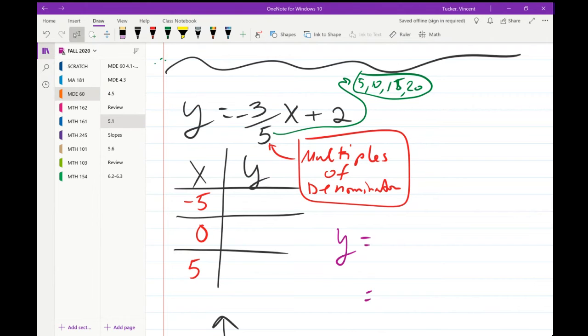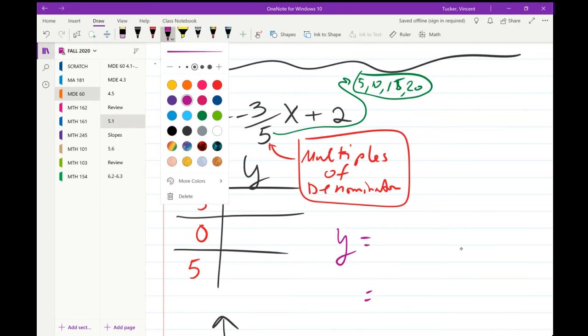So you want to choose multiples of your denominator. So if that was 3/7, I would be choosing values like 7, 14, 21, 28, and so on. Even -7, -14, -28. I want to choose values that the denominator can divide into evenly. If it was 11, I would choose 11, 22, 33, 44, values that 11 can divide into evenly. All right. So whenever you have a fraction in this fashion, you want to choose multiples of the denominator so that they can divide out evenly.